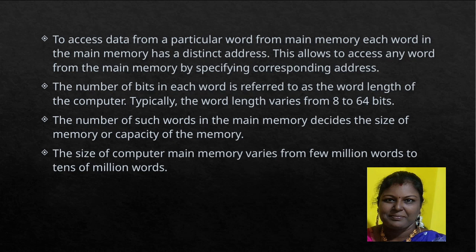When we want to access data from main memory, each word has its own unique address. This means we can get to any word just by specifying that address. The size of each word, called the word length, usually ranges from 8 to 64 bits. How many words the memory holds determines its overall capacity. So, main memory size can vary widely, from a few million words to tens of millions, depending on the system.